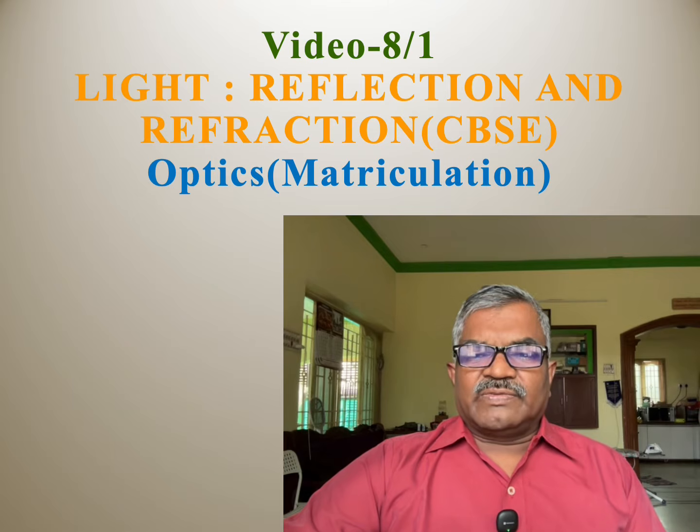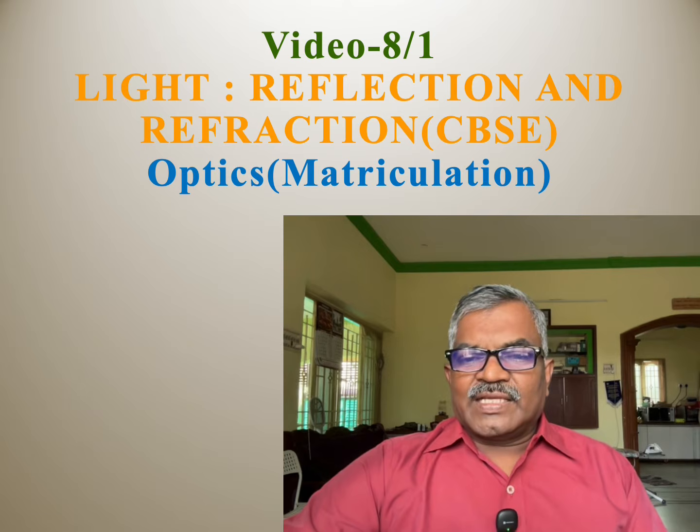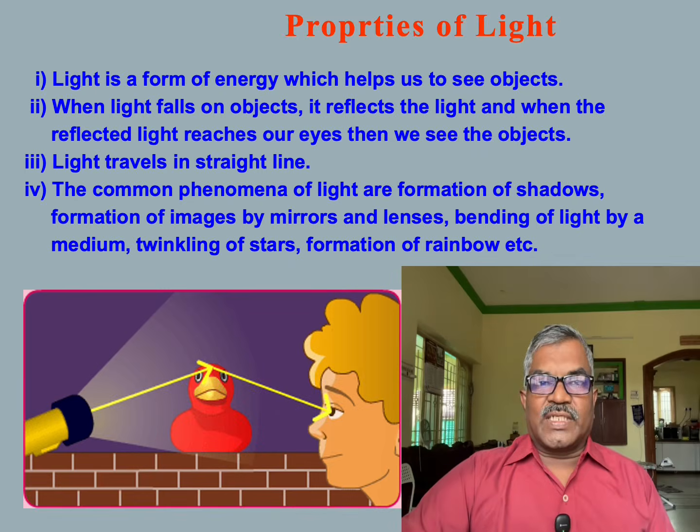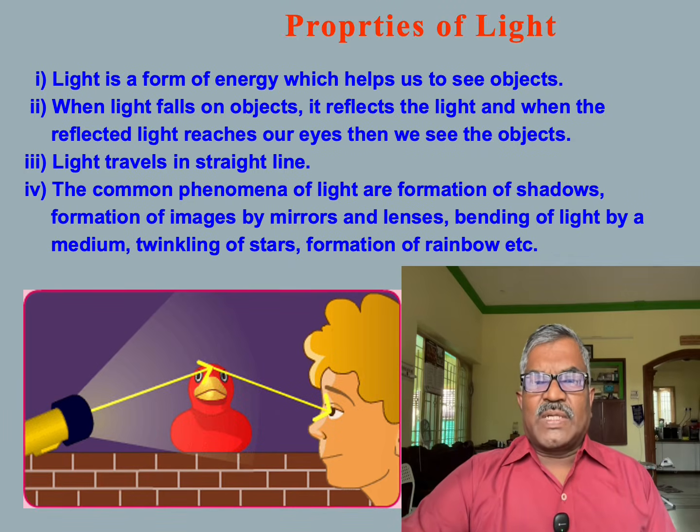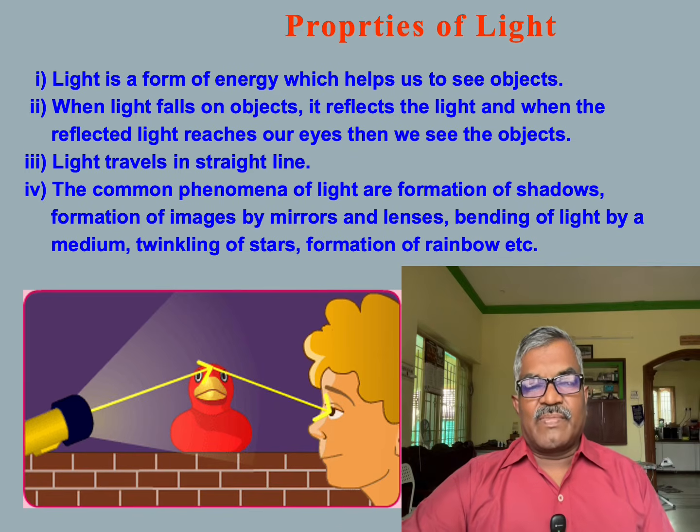Any object which gives out light is termed a source of light. Some of the sources emit their own light and they are called luminous objects. Properties of light. All the stars, including the sun, are examples of luminous objects. We all know that we are able to see objects with the help of our eyes.